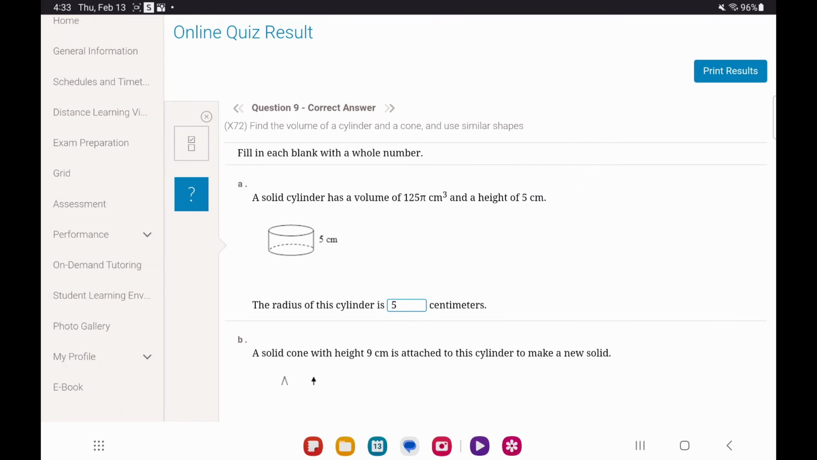Okay, so for part A of this question, we're trying to find the radius from the volume. The equation for volume is volume equals pi r squared times height.